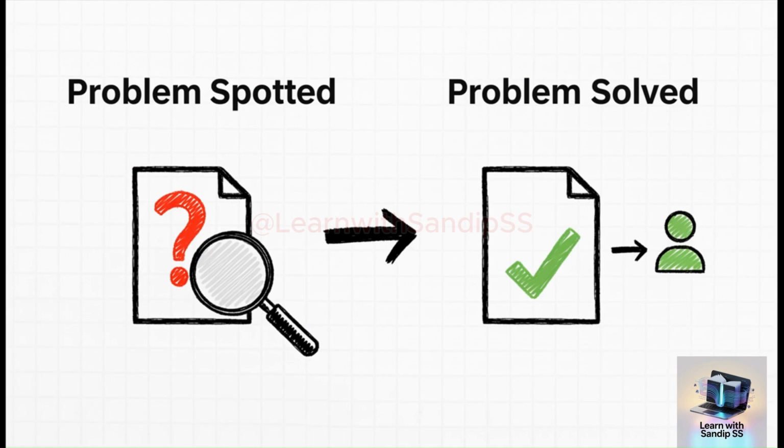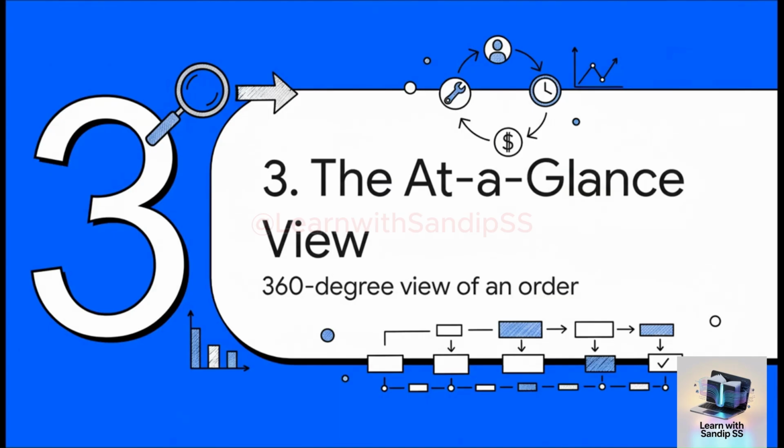And that's a key theme here. The app is all about taking action. For instance, when you're on that Unassigned Orders tab, you don't have to navigate to some other screen. Nope. You just select the order, assign it to an employee, and you're done. Right then and there. Problem spotted, problem solved. All right, let's keep going.